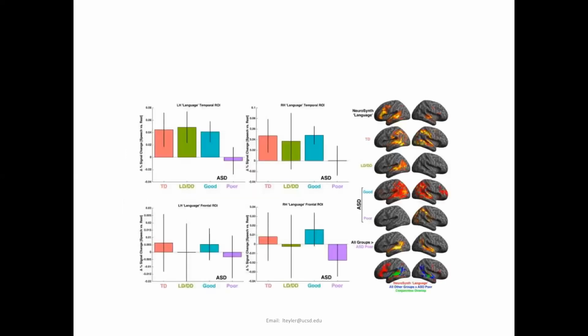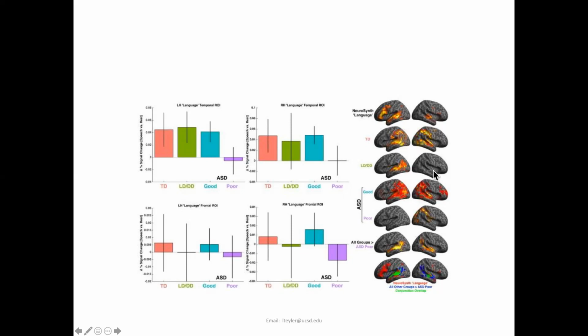Okay, this is an example. Maybe somebody turn the lights down. This is an example of some ROI stats kind of thing. So this is from the autism lab that I work in.